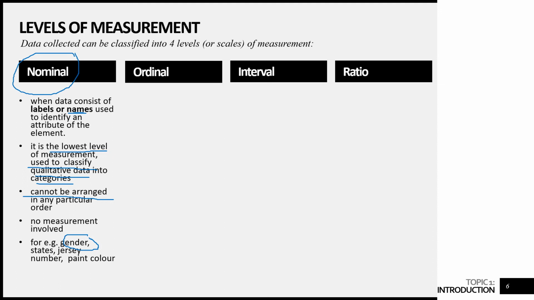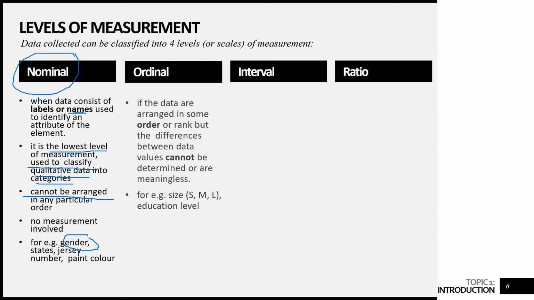Now let's look at the second level of measurement, which is ordinal. The ordinal level of measurement is just like nominal in that the data are basically described by names or labels, but this time around we can order them. We can arrange them in some rank. For instance, let's look at the example here, size. You know the sizes that we have here? S is small, M is medium, and L is large. In a way, we can rank it, right?